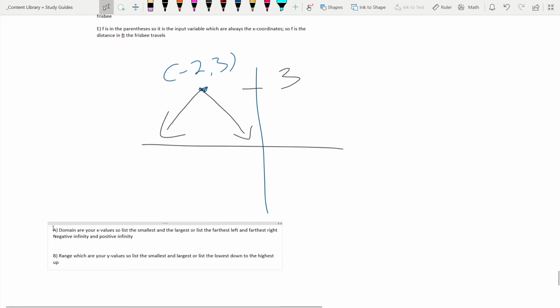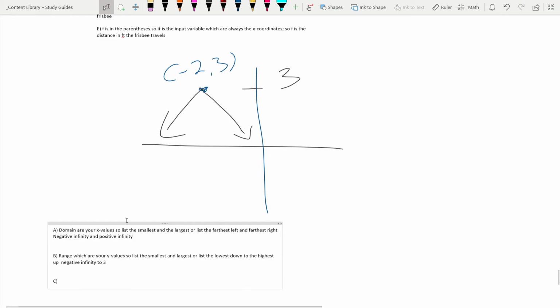So if we go all the way down, we never stop because the arrows are pointing down. So you go all the way to negative infinity. But as we are going up, we don't go up forever. We stop right here. We don't go past this point. So this point has a y value of 3. So we stop at 3. So we go from negative infinity to positive 3.